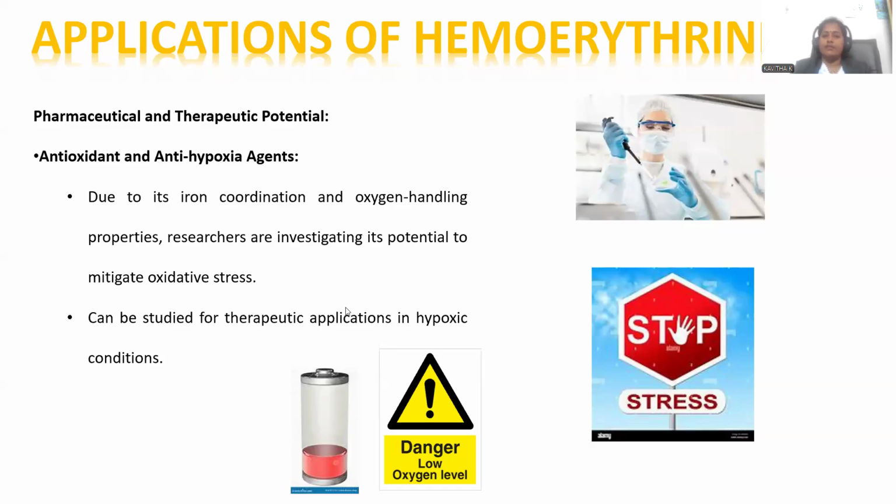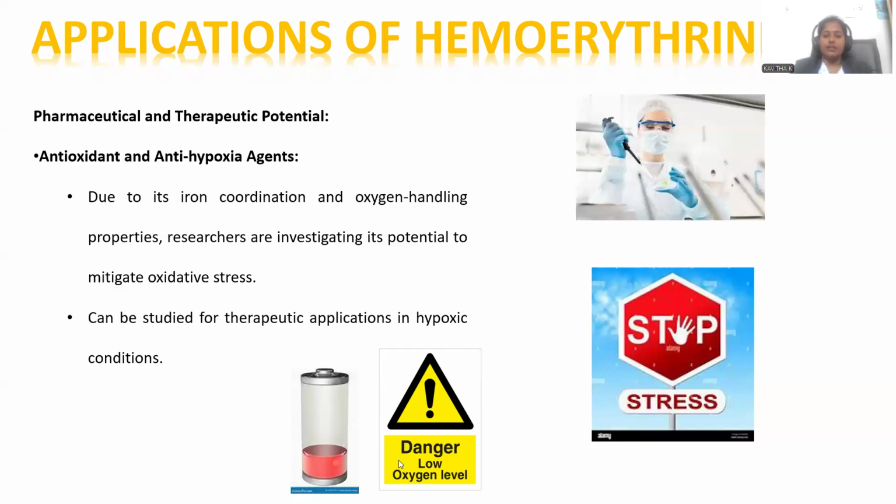Pharmaceutical fields are also taking part with this hemerythrin. They are also taking the applications of hemerythrin due to its iron coordination and oxygen handling properties. Researchers are very interested in investigating the potential to reduce and mitigate oxidative stress, right? Those who are suffering with oxidative stress, the kind of iron-coordinating metal will be inserted into that person so that they are able to get relief from the oxidative stress. This is the way it is able to give additional application in the field of pharmaceuticals and therapeutic potential as well, and therapeutic application can be studied.